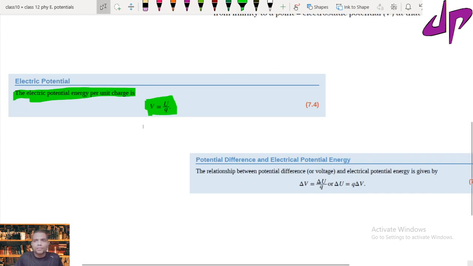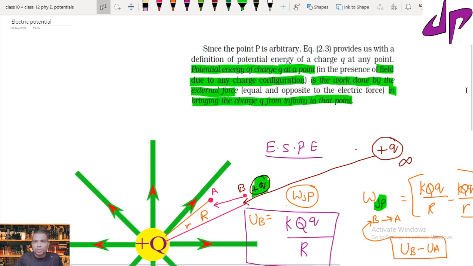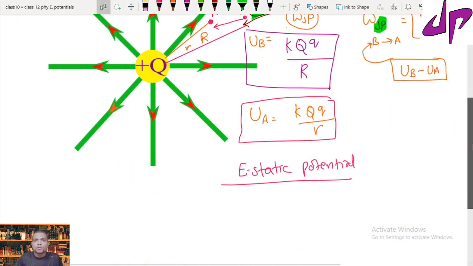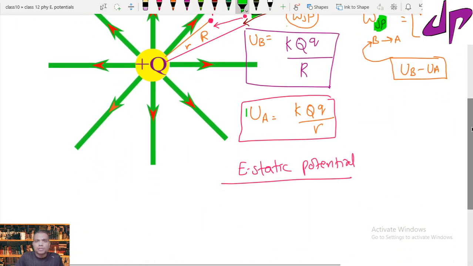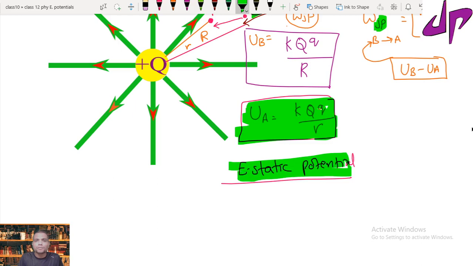So we just defined what electric potential energy is. If this is the electric potential energy at a location in the electric field, it is K capital Q small q upon R. To define electrostatic potential, we represent it with the capital V. So electrostatic potential capital V equals work done per charge.